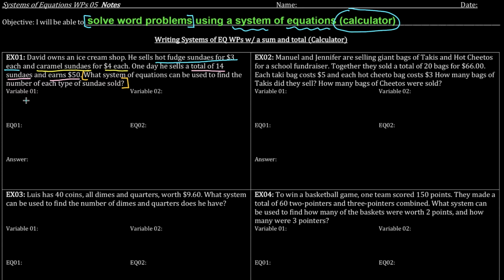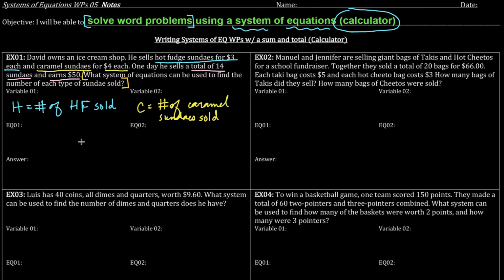So hot fudge, so H. I think I can do a little better than that. So H is the number of hot fudge sundaes sold. Then we have C, which is the number of caramel sundaes sold. All right. And it says he sold a total of 14.